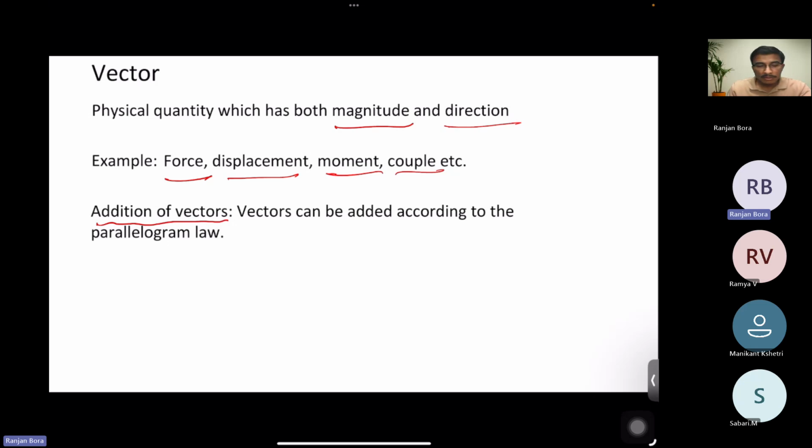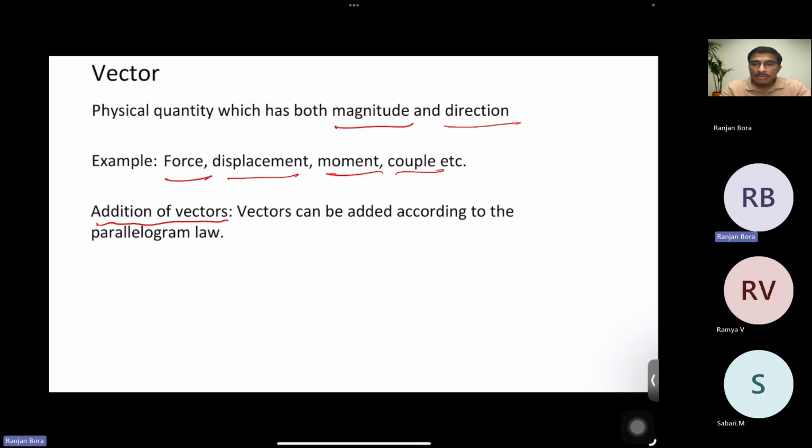A vector is not like a scalar quantity. Scalar quantities are like numbers. Some examples of scalar quantities are speed, mass, and distance. To evaluate the resultant of those quantities, we don't need any law. But for evaluating the resultant of vector quantities, we need some law, some theorem from vector algebra. One of the laws is addition of vectors, in which we apply the parallelogram law.